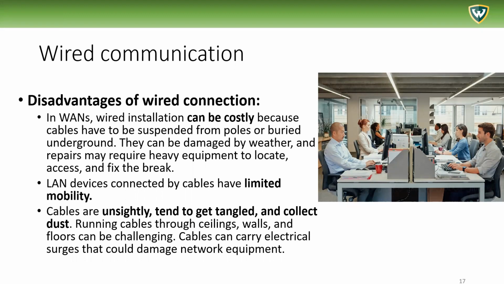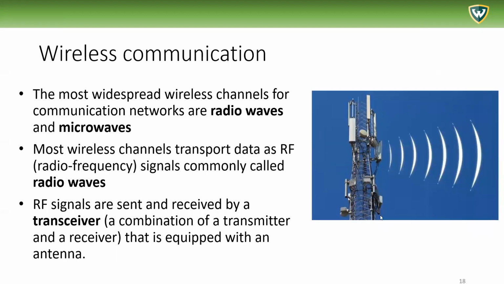Cables can be unsightly, tend to get tangled and collect dust. Running cables through ceilings, walls, and floors can be challenging. Cables can carry electrical surges that could damage network equipment as well. So there are some pros and cons to both wired and wireless connections.